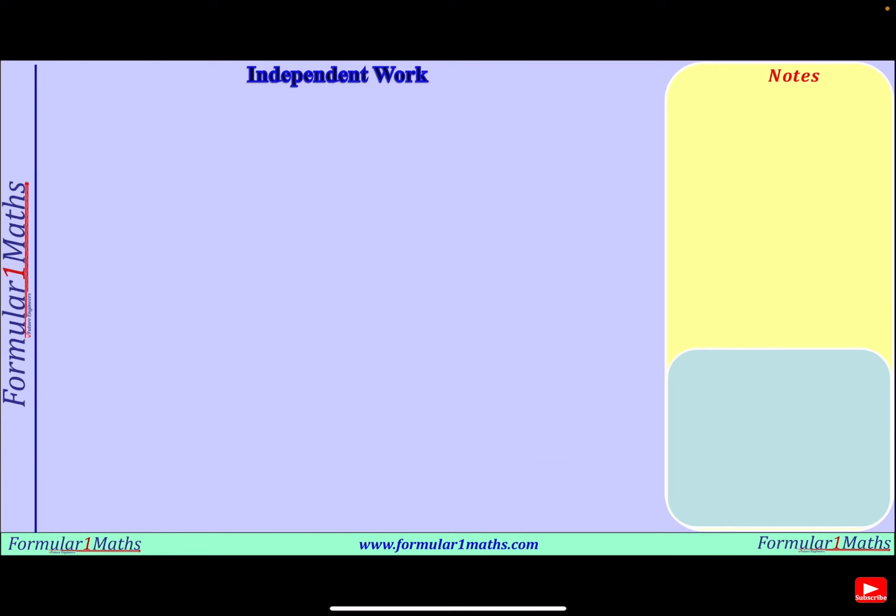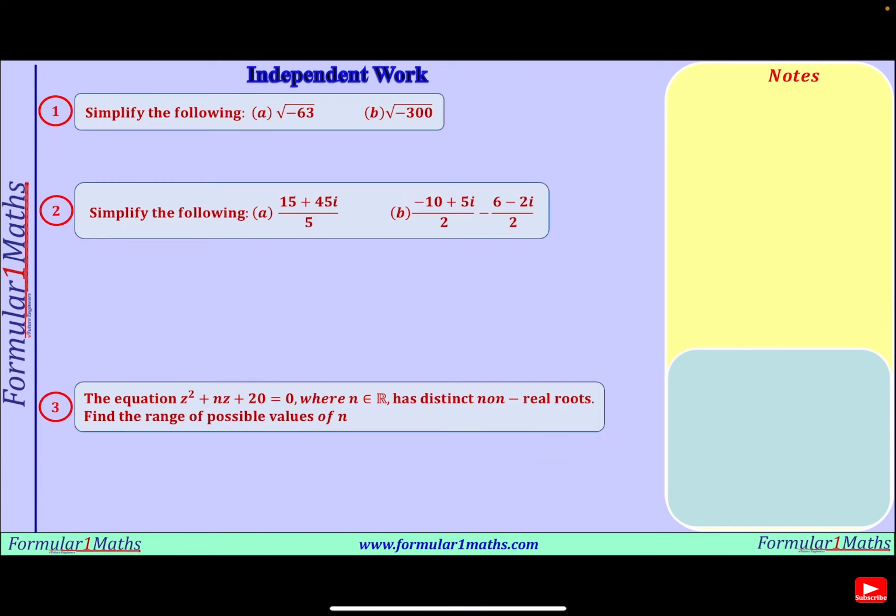So there's some independent work for you to do. And this is the time when you pause the video, do the exercises, and then proceed to continue with the video. So I hope you've paused the video and you've done it. Now let's look at the solutions to this.